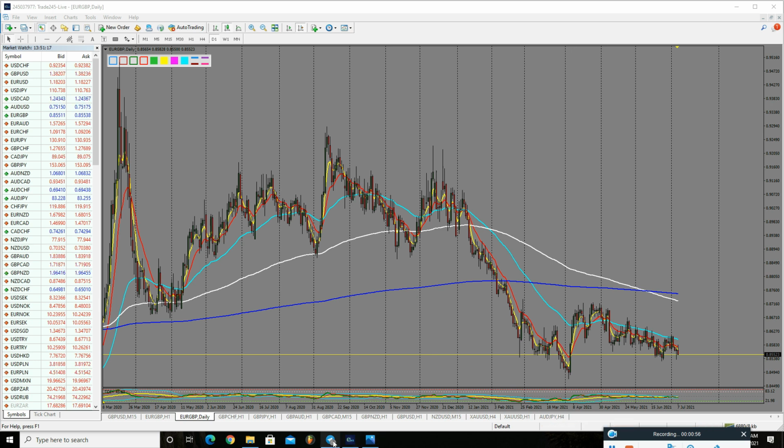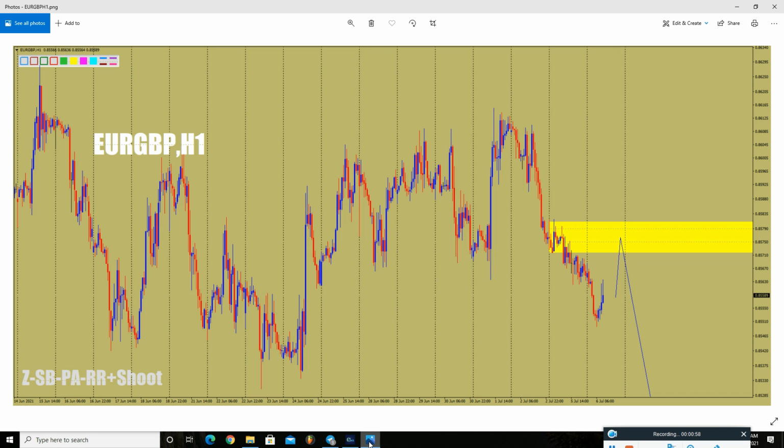Alright, so what we basically had here, this is a markup that I sent to my premium signal group, and what I wanted to see was, based on the structure, I wanted to see price get back to this order block, and this is where I was going to be looking for my shorts. This is where I was actually going to be looking for my short entries.